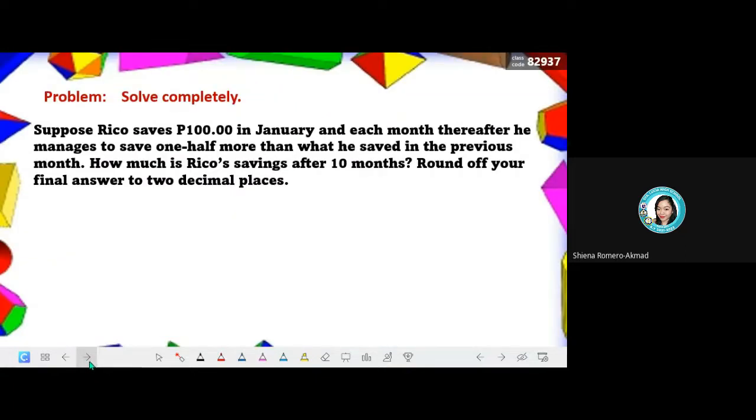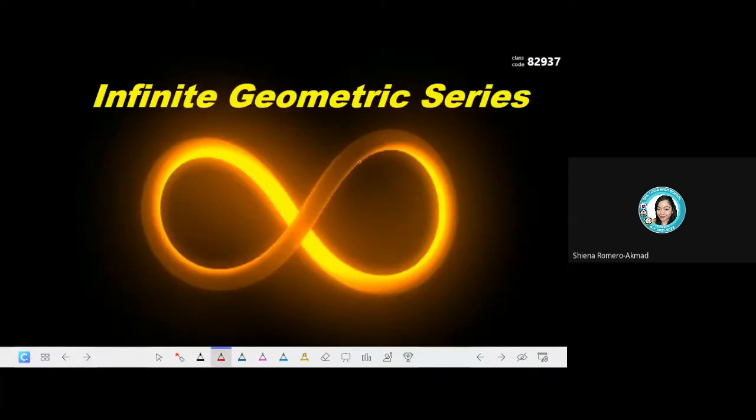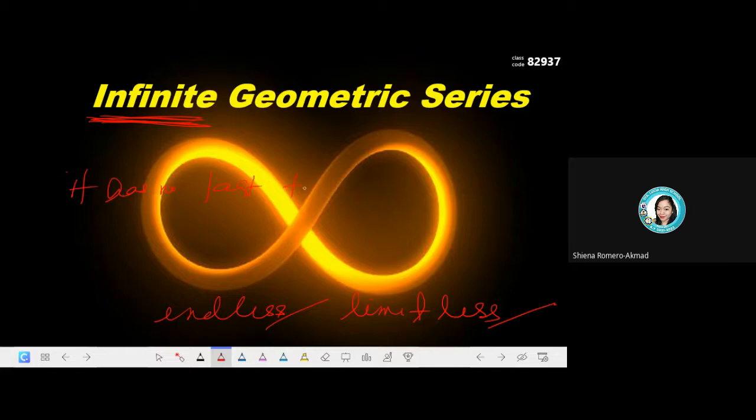Okay, naiintindihan? Now, let us proceed to geometric sequence. So, when we say geometric sequence na infinite, meaning it is endless, the terms are limitless. Okay, endless and limitless. It has no last term. Right? And this time, dahil tayo ay nasa series, ang ibig sabihin nito, lahat ng term na yon, whether endless siya or limitless siya, kailangan natin makuha yung sum. So sa tingin ninyo, kaya it's possible for us to find the sum of endless terms? Possible kaya yon, makuha natin yung sum ng mga terms, which is endless?